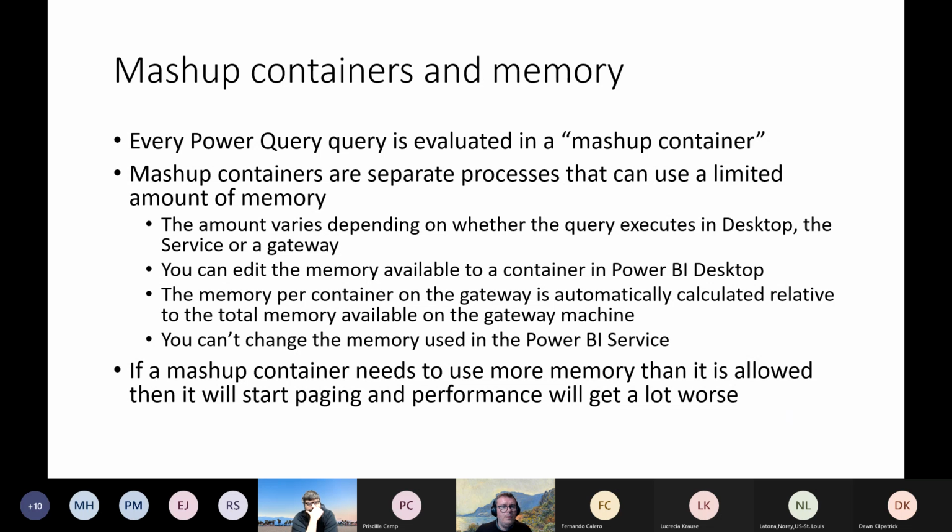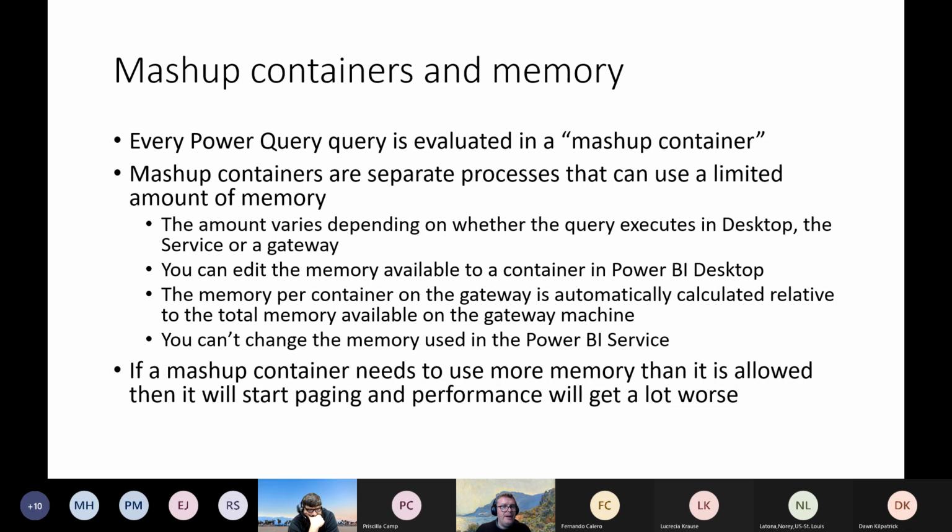Because when a Power Query query runs, it runs in what's called a mashup container. You look in Task Manager when Power BI Desktop is refreshing, you'll see these mashup containers as separate processes running on desktop. This happens in the Power BI service, this happens on the gateway. Now, these mashup containers are effectively limited in the amount of memory that they can use.